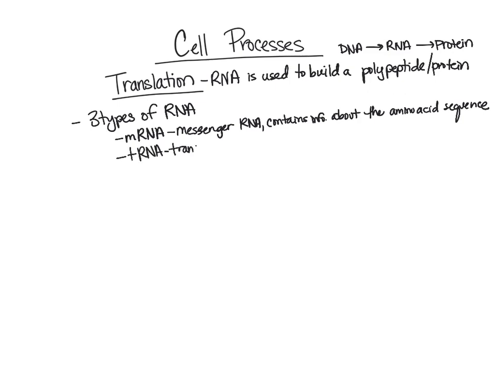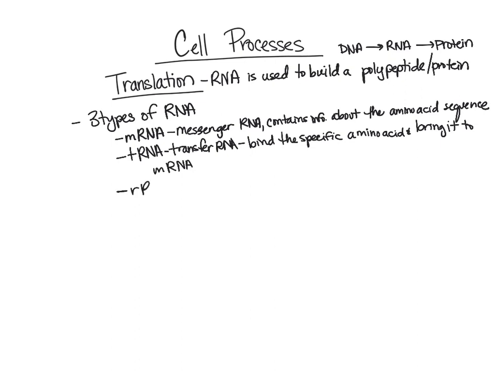Another RNA is our tRNA. Remember that stands for transfer RNA, and this is going to bind the specific amino acid and bring it to the mRNA. So our mRNA contains the information for the particular amino acid. The tRNA is going to transfer that amino acid, meaning it's going to grab onto the amino acid and bring it to the mRNA depending on the code of the mRNA.